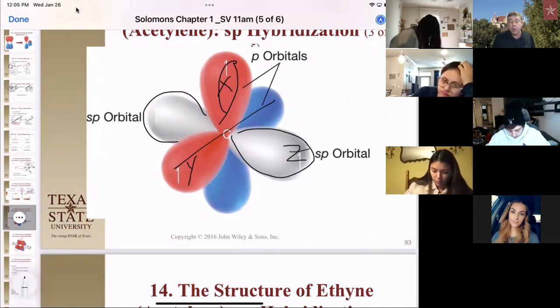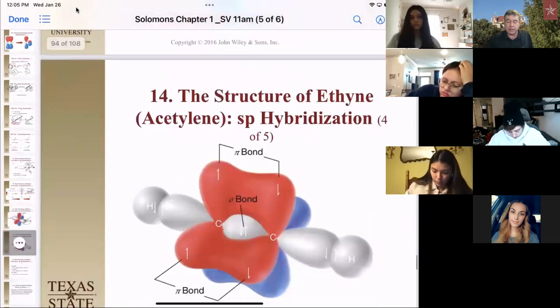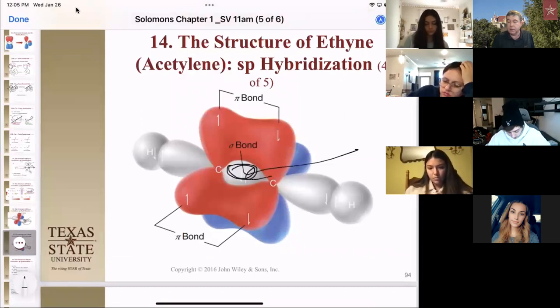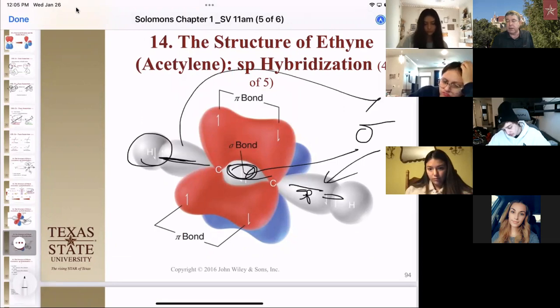Okay, so when we make a sigma bond, we're going to make our sigma bond with the hybridized orbital. So if we go to bond these 2 together, we're going to bond the hybridized orbitals together to make our sigma bond. And then this is our hybridized orbital bonding to the hydrogen. This is our sp bonding to the hydrogen. So all of these are our sigma bonds right here.